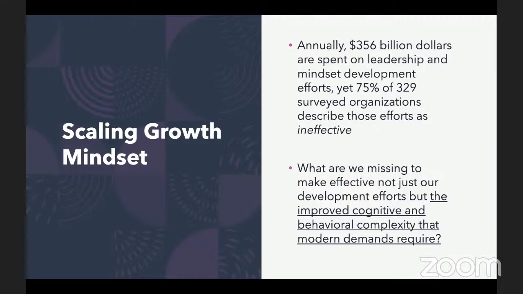What could $356 billion of investment go towards that would be effective? That is not a small bit of money, and it is quite a sunk cost to be dragging along in our businesses. What we're missing to make not just effective our development efforts, but the improved cognitive and behavioral complexity that modern demands require. What would make such an investment more worthwhile?